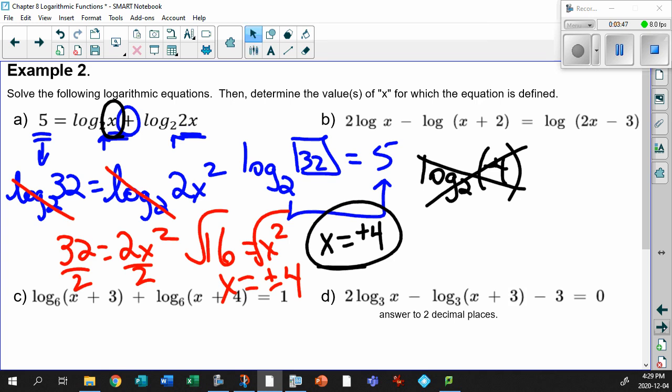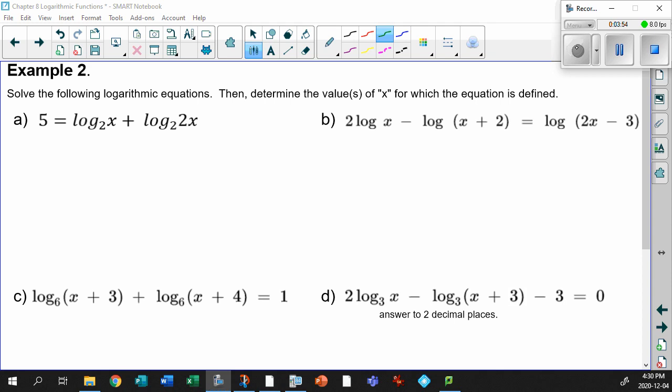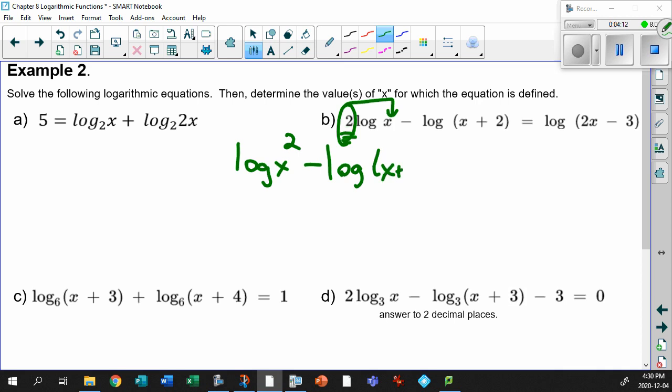Got it? So let's do question B now, and I'm going to show you how to do that one. Hold on, let me clean this up. This one's really nice. Everything looks like a common logarithm, doesn't it? The only thing you worry about is the 2 up front, but it's a power. Bring it back in. You've got log of x to the power 2 minus log of x plus 2 equaling log of 2x minus 3, and the beauty of all this is they're all the same base.